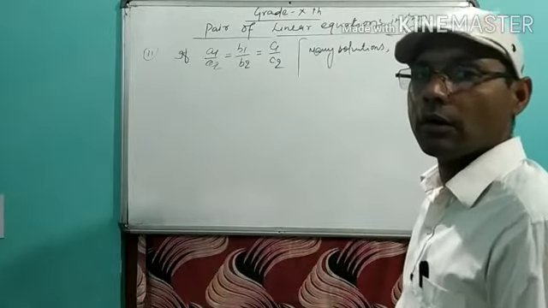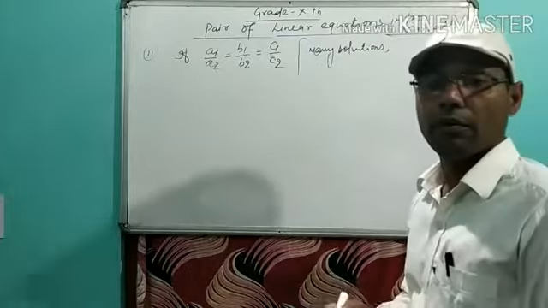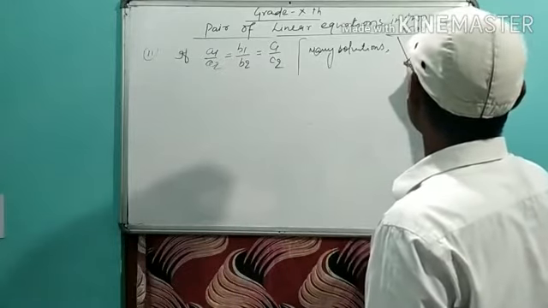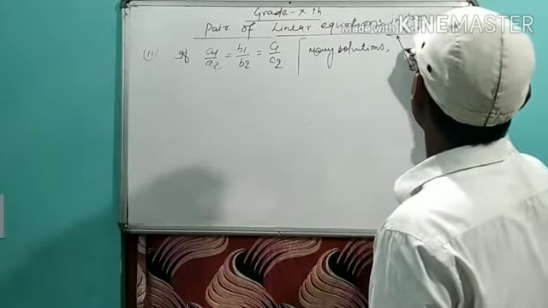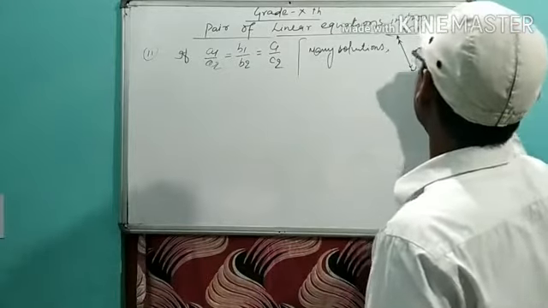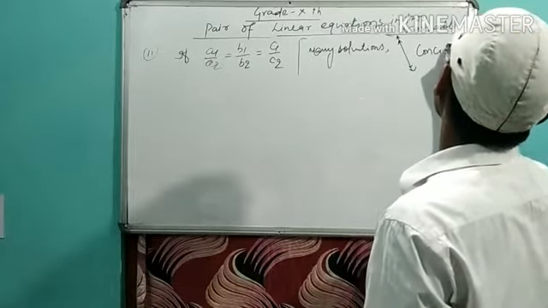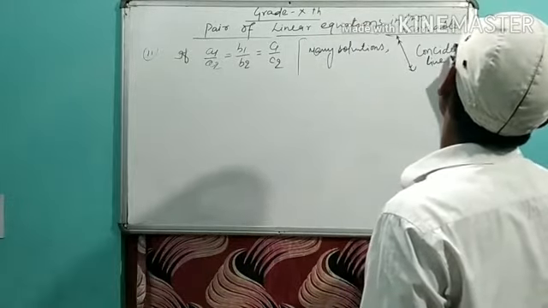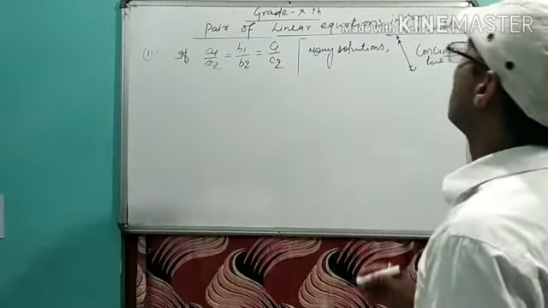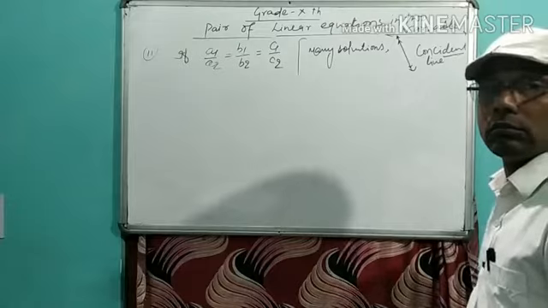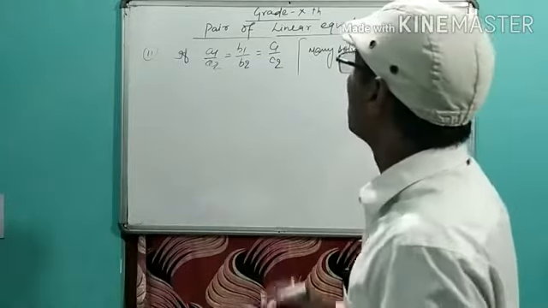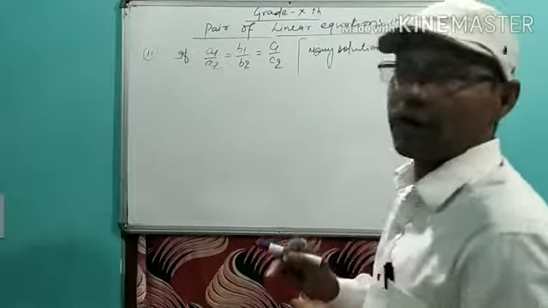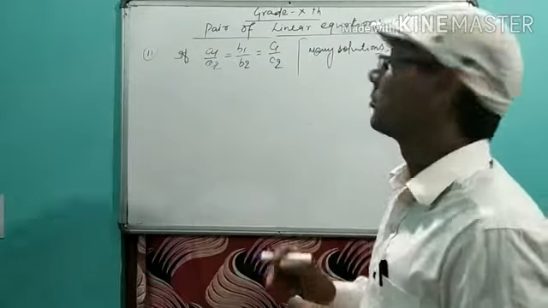And the graph will be coincident. You can say this type of coincident line. Okay, if there are many solutions, then you can say both pairs of linear equation in two variable will be consistent.